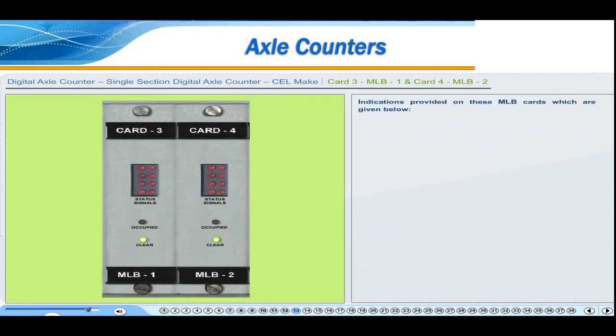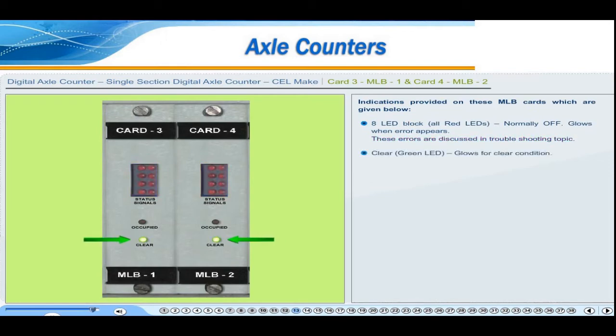Indications are provided on these MLB cards, which are given below. 8 LED block: all red LEDs, normally off, glow when an error appears. These errors are discussed in the troubleshooting topic. Clear: green LED, glows for clear condition. Occupied: red LED, glows for occupied condition. No measuring socket is provided.